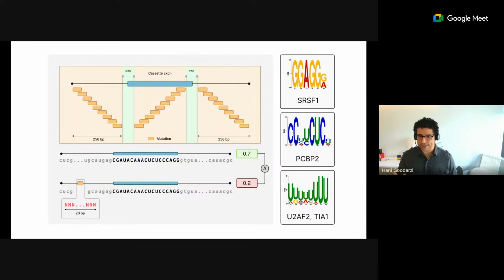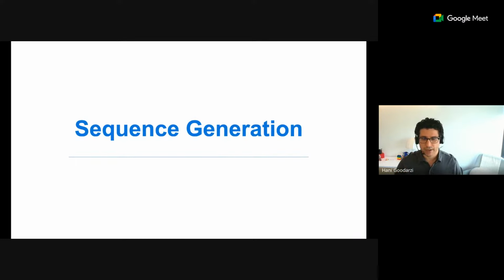There are splicing diseases that you would be able to fix this way. You can learn how to fix it. What are the proteins that are actually driving that effect that you need to modulate to be able to fix it, and so on and so forth.